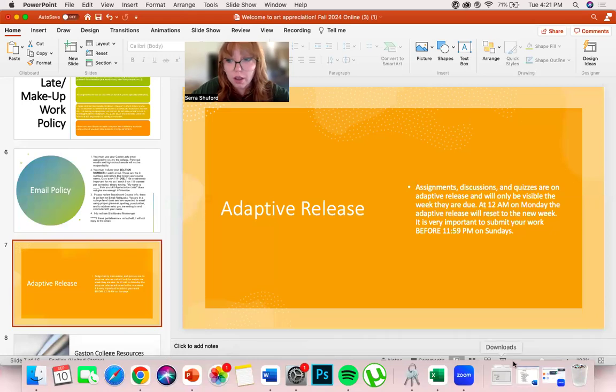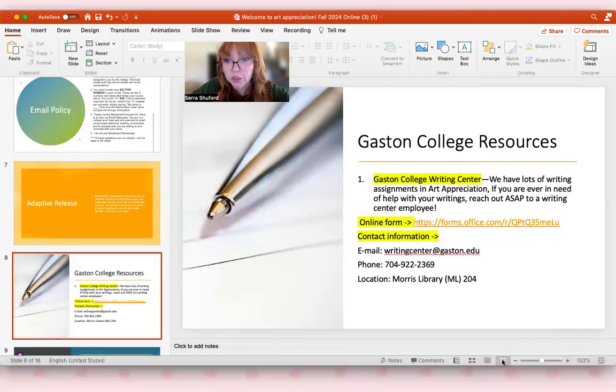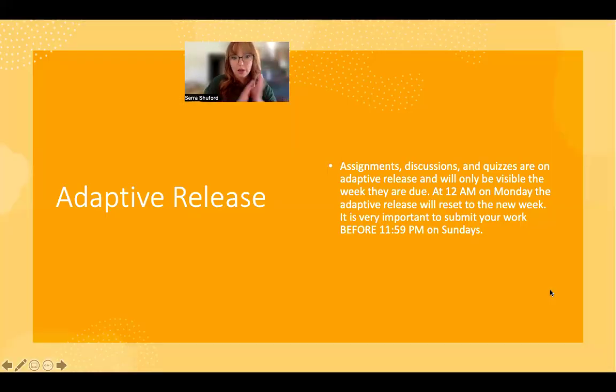All right, and let me get to adaptive release. Like I said, our assignments open at 12 a.m. on Mondays, and they remain open until 11:59 p.m. on Sunday. After that, the assignments from the week before will disappear and the new assignments will be released. So make sure that you're watching those deadlines.